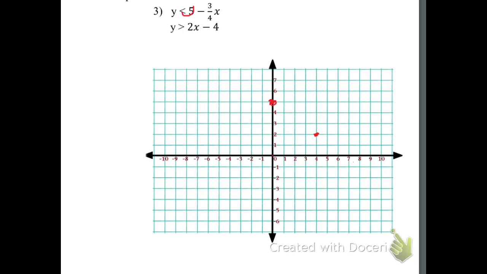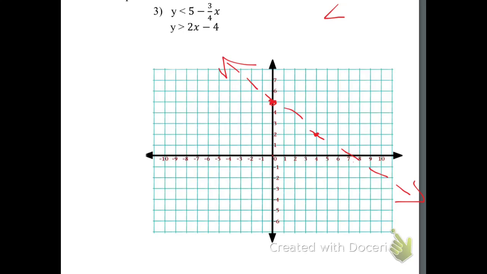And you need to look at your symbol. It is strictly less than, and so you're going to do dashed. Dash, dash, dashed. My middle one looks weird, but that's okay. If it had a greater than or equal to part, it would be a solid line, but it doesn't. It's strictly less than. So there's our line.